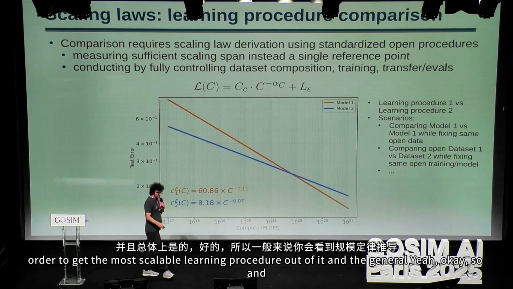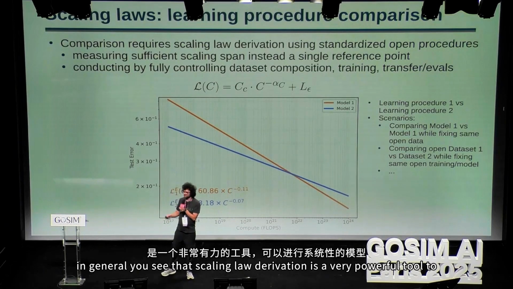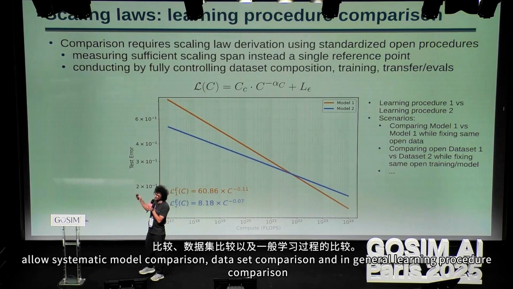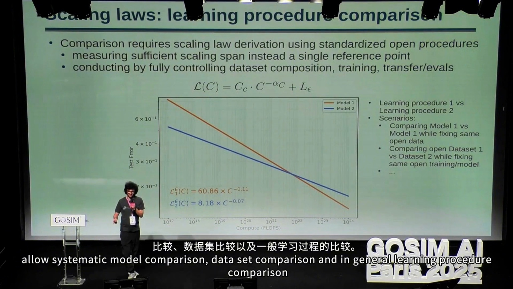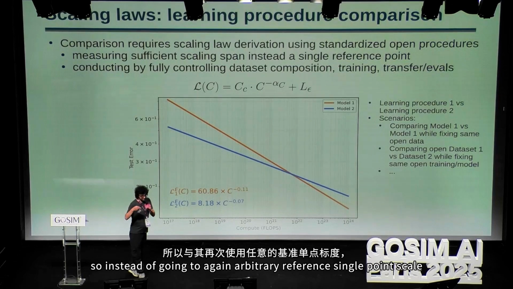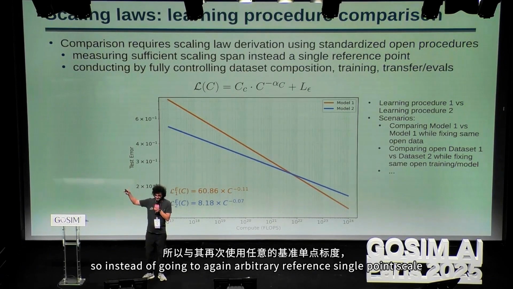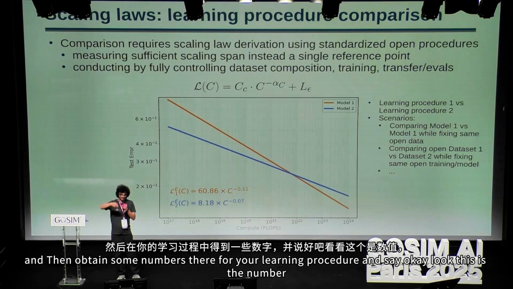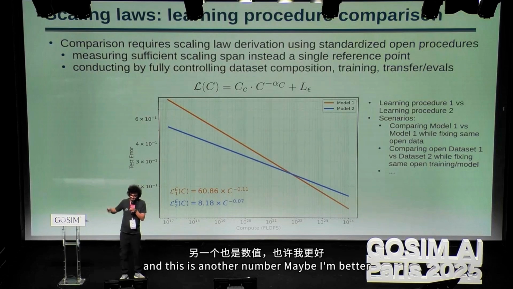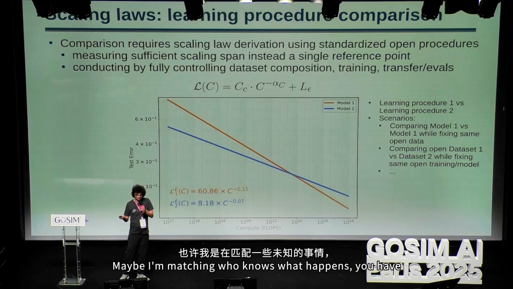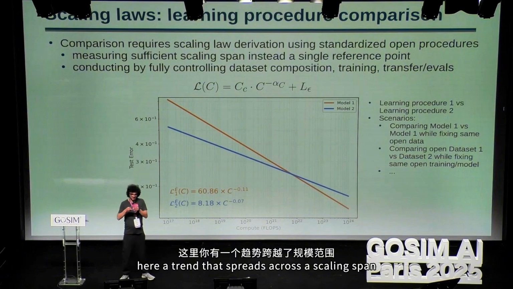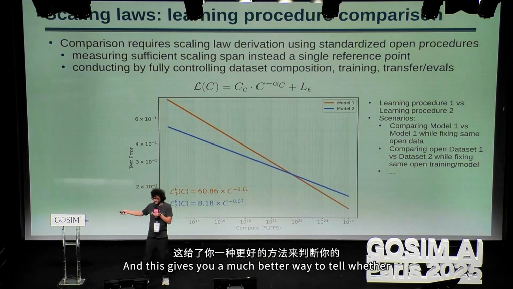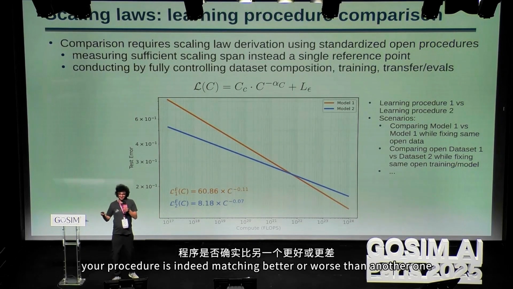In general, you see that scaling law derivation is a very powerful tool to allow systematic model comparison, data set comparison, and in general, learning procedure comparison. Instead of going to an arbitrary reference single-point scale, obtaining some numbers there for your learning procedure and saying, okay, look, this is the number and this is another number, maybe I'm better, maybe I'm matching, who knows what happens, you have here a trend that spreads across a scaling span. And this gives you a much better way to tell whether your procedure is indeed matching, better or worse than another one.